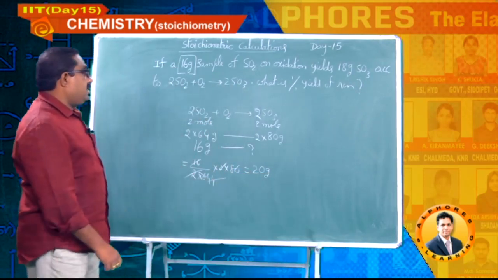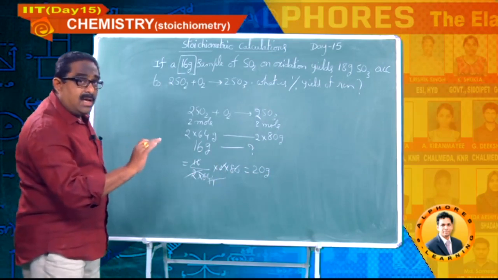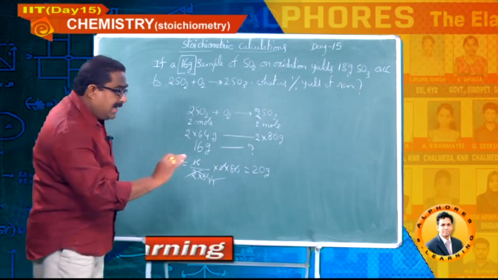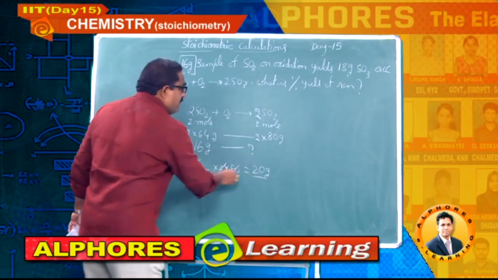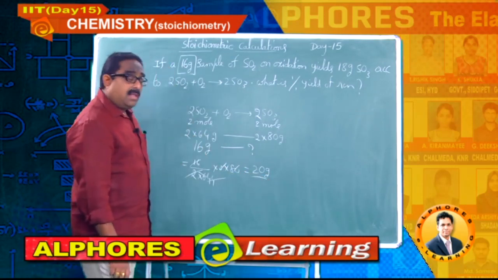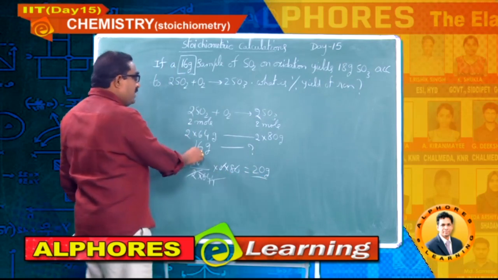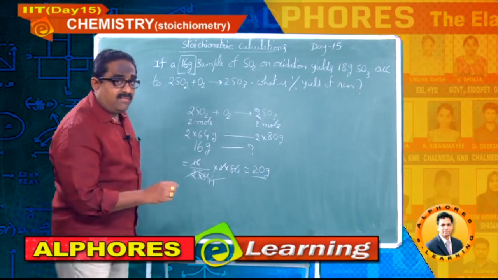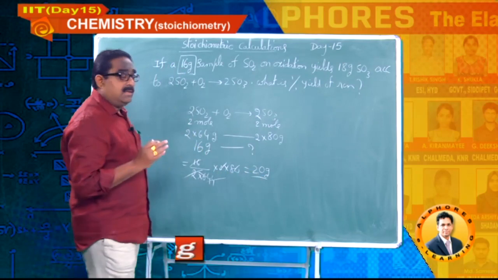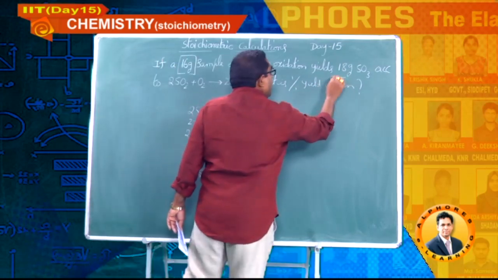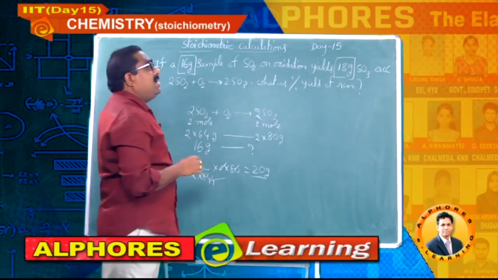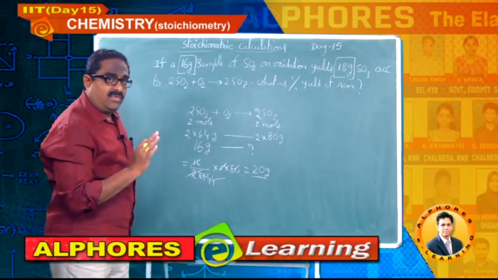So finally I got a theoretical calculation for the mass of sulfur trioxide that should be obtained from 16 grams of sulfur dioxide on oxidation. But actually in that process, how much did he get? He has given that he got only 18 grams.